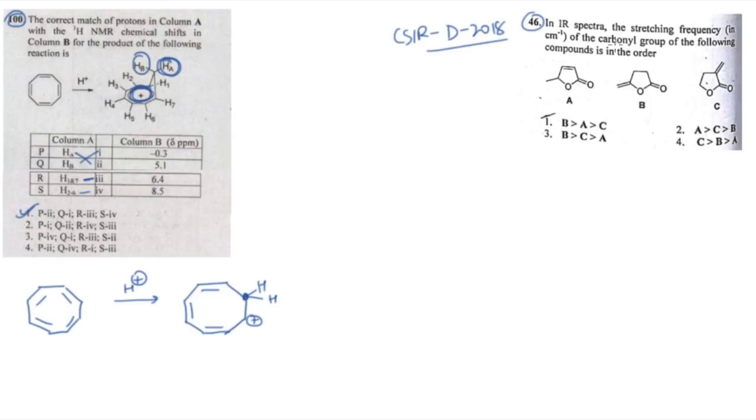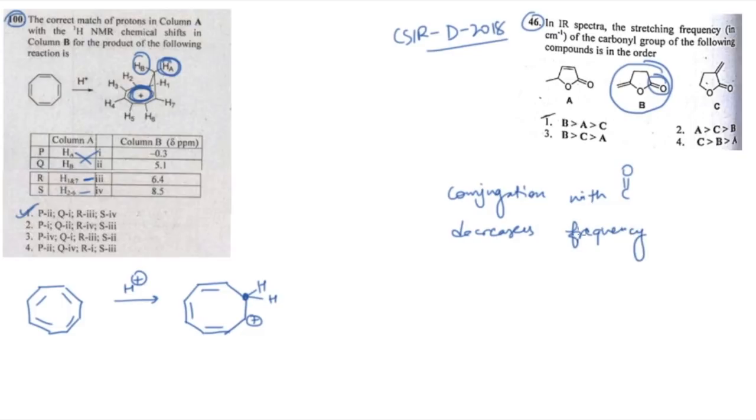Now talking about this particular question, here you have to assign the order of IR stretching frequency in the given carbonyl compounds. You can see that for compound B there is no conjugation with the carbonyl group, right? There is no double bond in conjugation with the carbonyl group. Remember this, that conjugation with C=O decreases the stretching frequency.